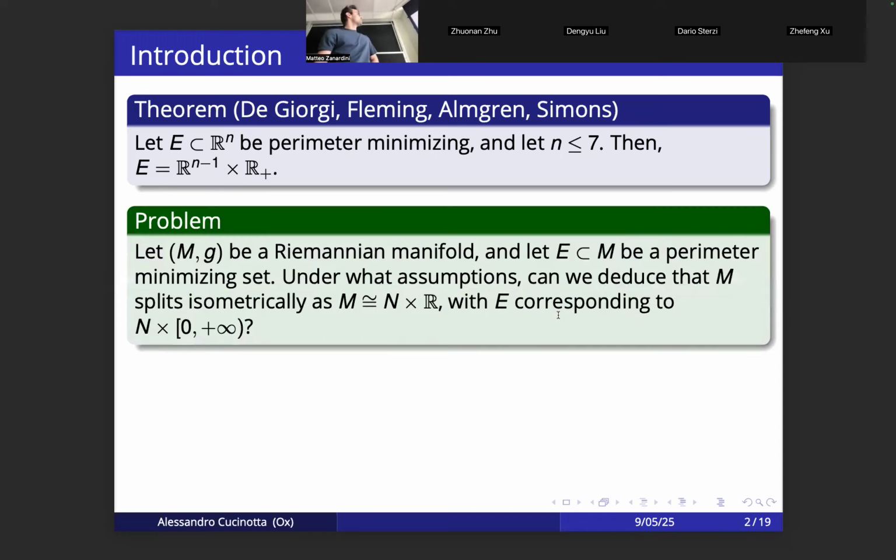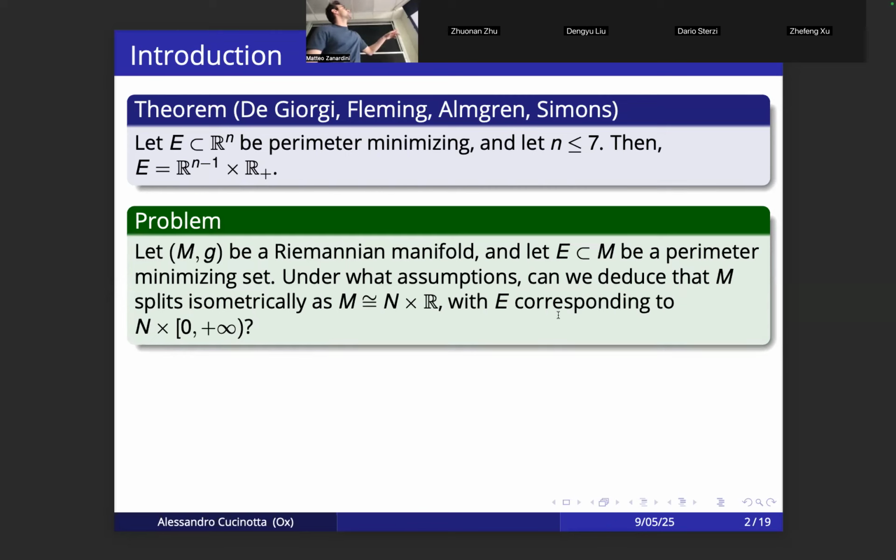So the problem that we consider is whether something similar holds when the ambient space is not Euclidean space, but is instead a Riemannian manifold. So the problem is the following: given a Riemannian manifold and given a perimeter minimizing set E, under what assumptions on the manifold can we deduce that the existence of the perimeter minimizing set forces an isometric splitting? So it forces the manifold to be of the form N times the real line. And it also forces the perimeter minimizing set to be a half space, meaning that it is something of the form N times (0, +infinity).